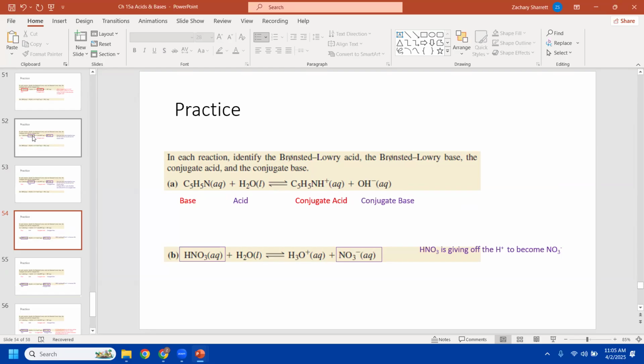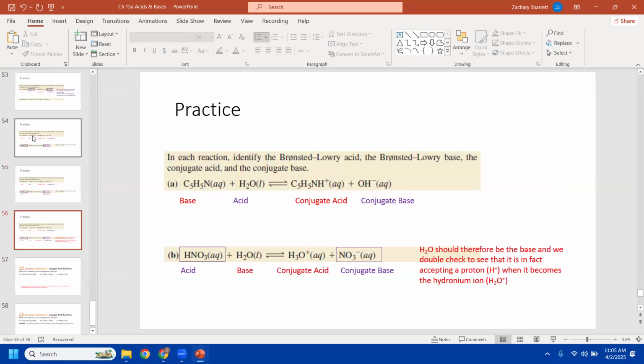It is the acid because it lost the H plus. It gave up an H plus. So therefore, it's the acid, and the thing that is left is the conjugate base. The water and the H3O plus, what's that relationship? If you figure out one, the other one is the other one. So you can double check to verify that the H2O is in fact accepting the proton, but that's how we do that.